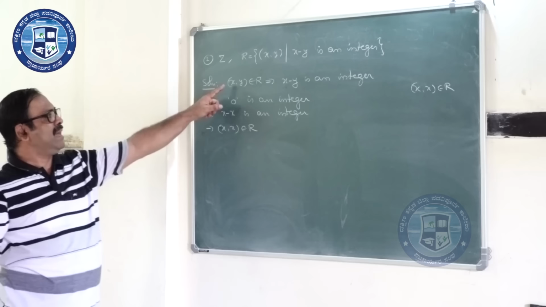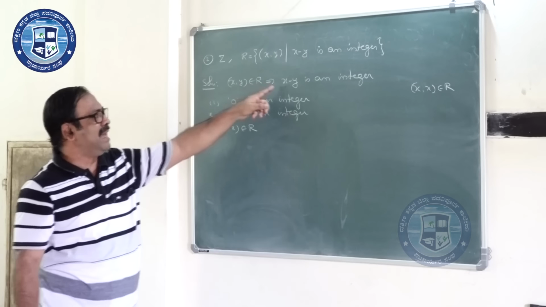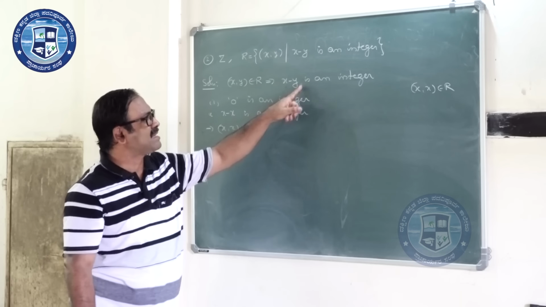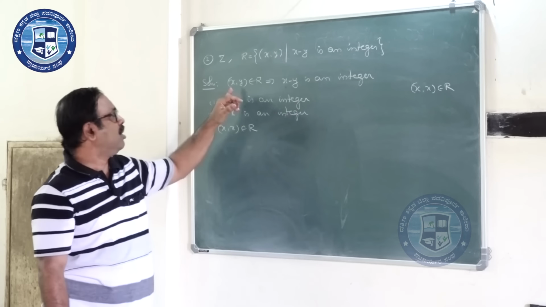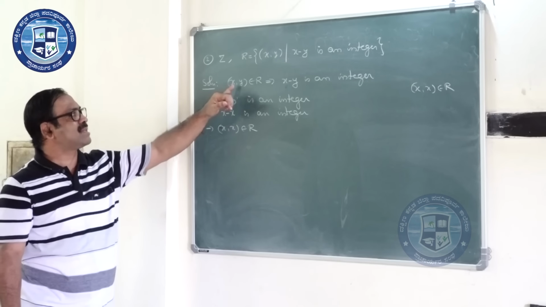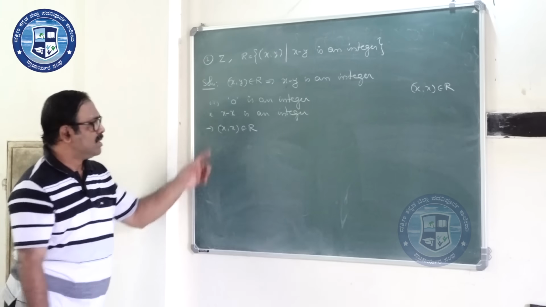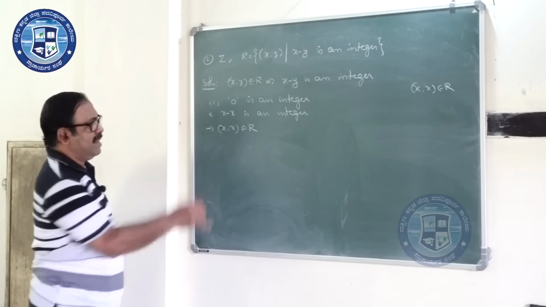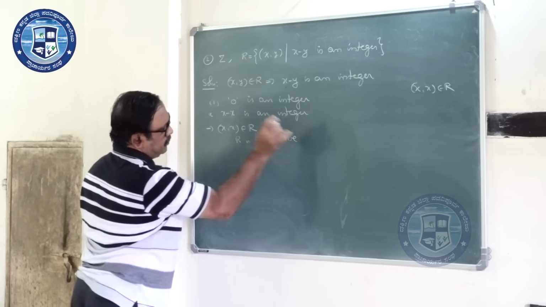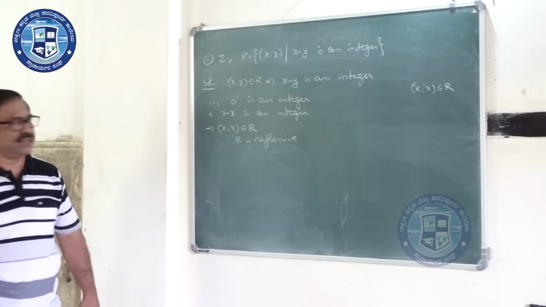Now read this. See, x comma y belongs to R means x minus y is an integer. Now what do you have? x minus x is an integer. Therefore x comma x belongs to R. Okay, that means x comma x belongs to R. Therefore R is reflexive.